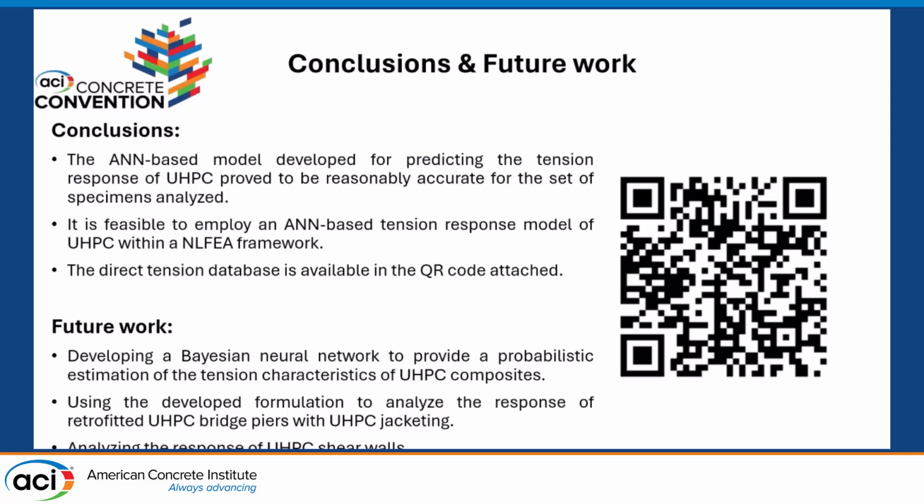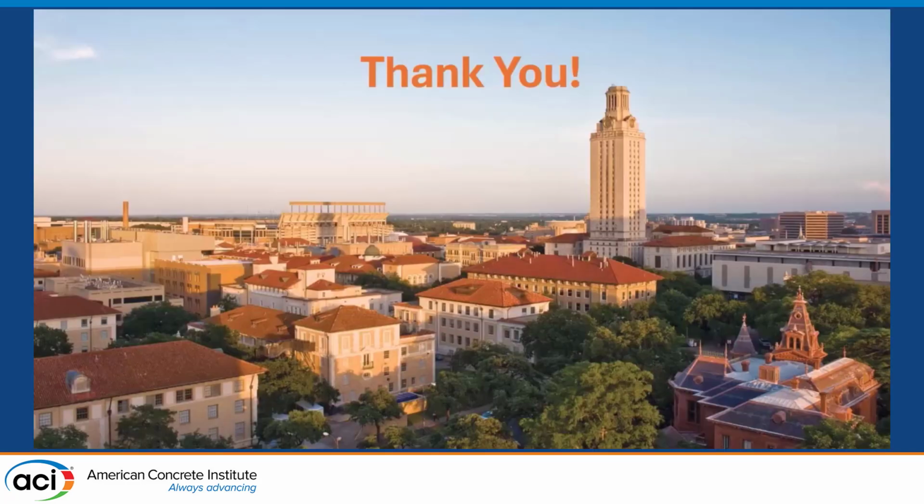And our future work involves development of Bayesian neural networks to account for the uncertainty in the prediction process, for including the curing conditions, fiber orientation, or even the strain rate applied to the beam during testing. We are going to use the developed formulation to analyze the response of retrofitted columns using UHPC and analyzing UHPC shear walls in cooperation with University of Houston. And that's all we have.